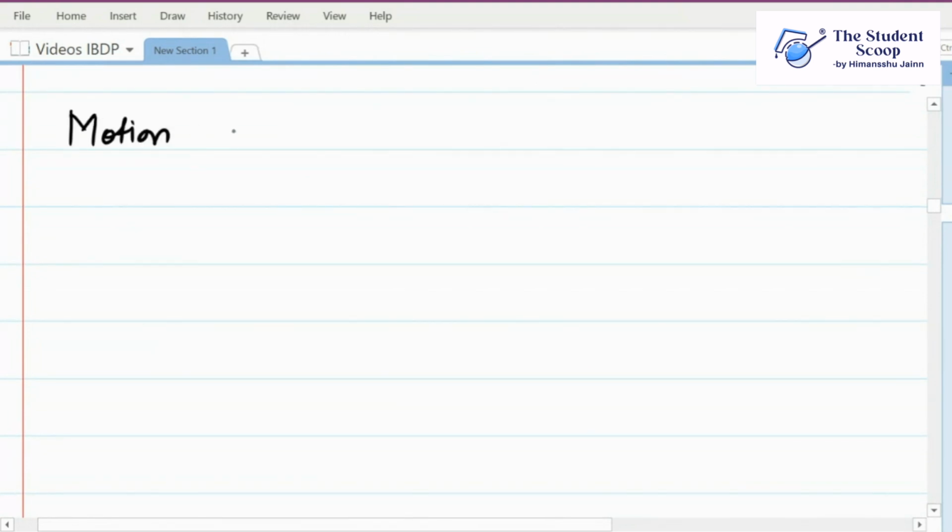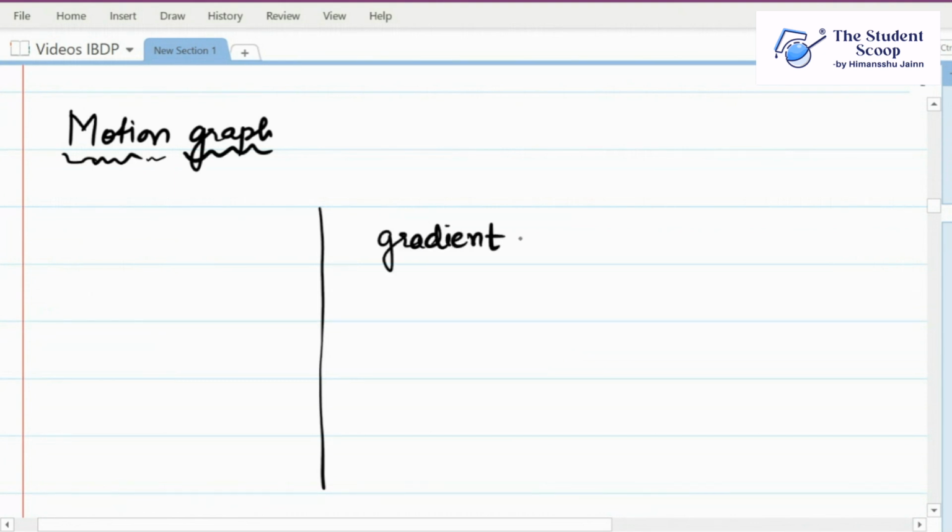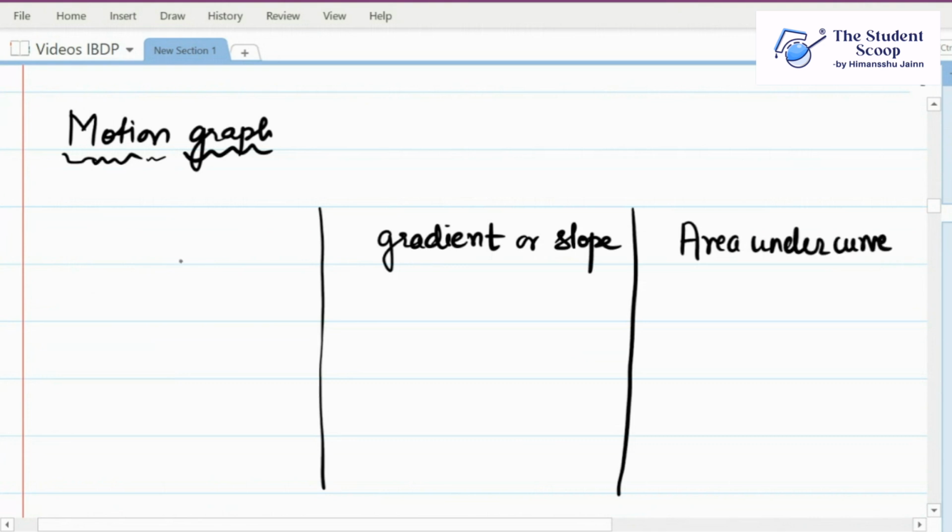Now in motion graphs, we want to explore first what the different quantities of the graph represent. So we will make a table first. In this table, there are two quantities that we can figure out from a graph. One is the gradient or slope of the graph, and the other is the area under the curve.